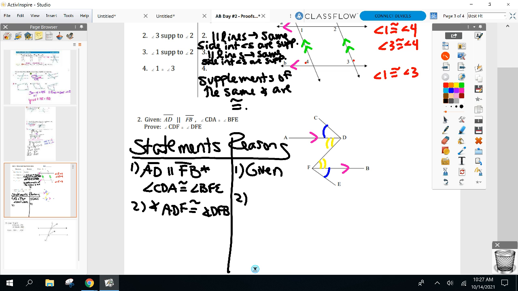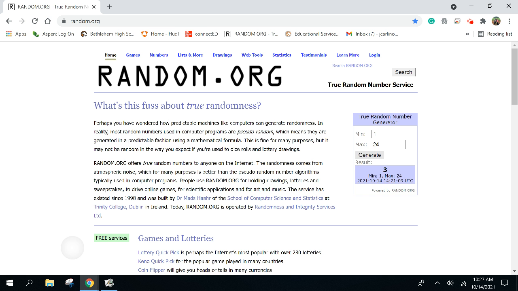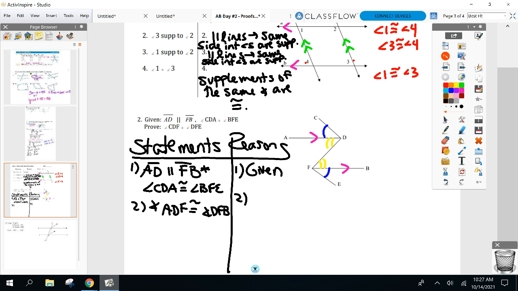What's your reasoning going to be? What did we write yesterday? Because that's what's going to go in here now. Addy, you want to give me a good reason here? What type of angles were they again? Alternate. Here's AD, here's FB. Are they inside or outside? Inside. So they're alternate interior angles. What do you know about them?